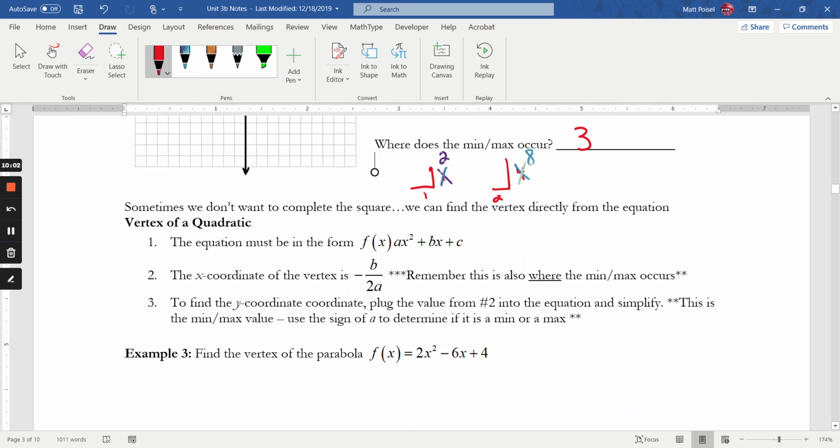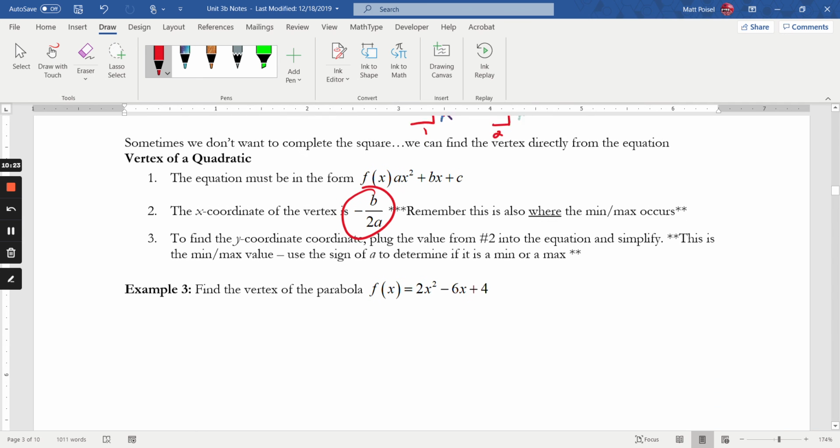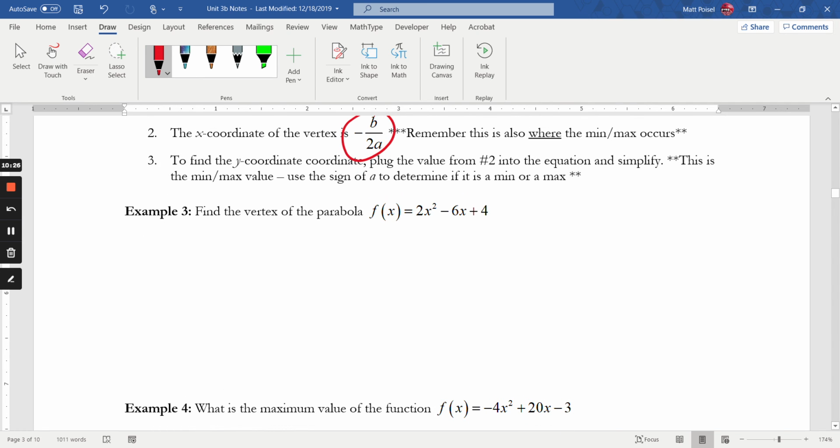Now, I'll be honest, sometimes we don't want to complete the square, right? Sometimes we just want to find straight from the vertex. The equation needs to be in that form, ax squared plus bx plus c. The x-coordinate of the vertex is negative b over 2a. You've seen this before, you've talked about this before. You're going to just say it over and over again that you're going to know this formula. All right, so negative b over 2a. All right, there's my a, there's my b. So the opposite of negative 6, that's going to be positive 6 over 2a. That's going to be 6 over 4, so 3 over 2.